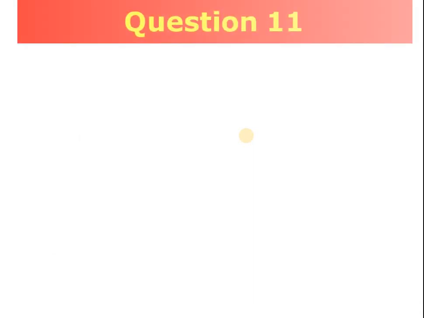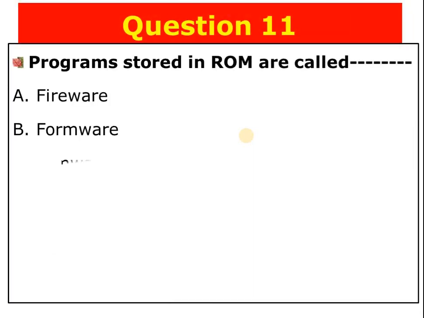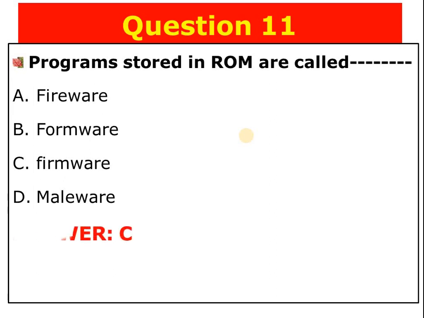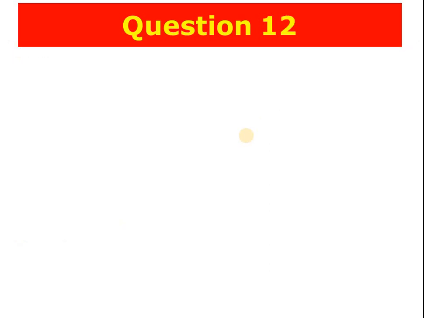Question number 11. Programs stored in ROM are called blank. A. Firmware, B. firmware, C. firmware, D. malware. The answer is choice C. Let us go to question number 12.